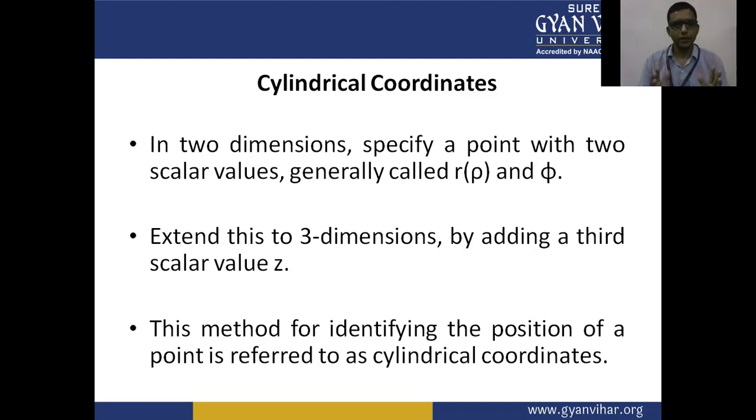In two dimensions, we specify a point with two scalar values, generally called r or rho and phi. Extend this to three dimensions by adding a third scalar value, that is z. This method for identifying the position of a point is referred to as the cylindrical coordinate system.